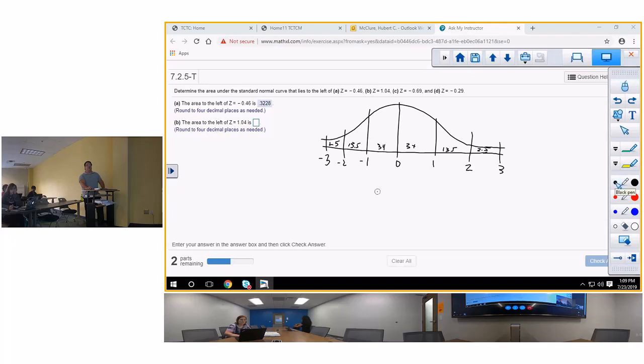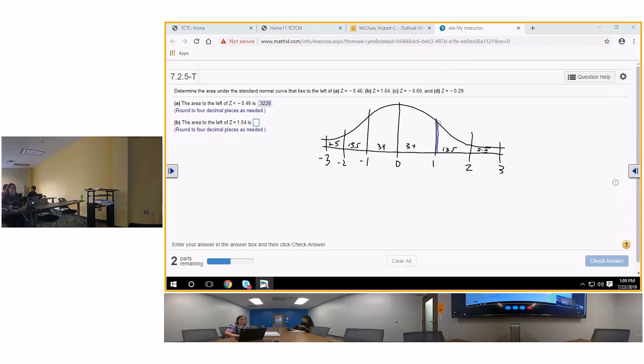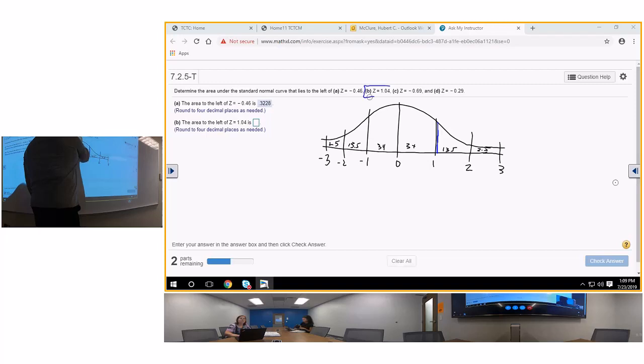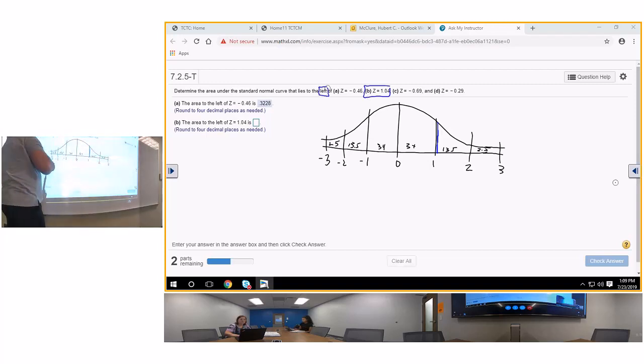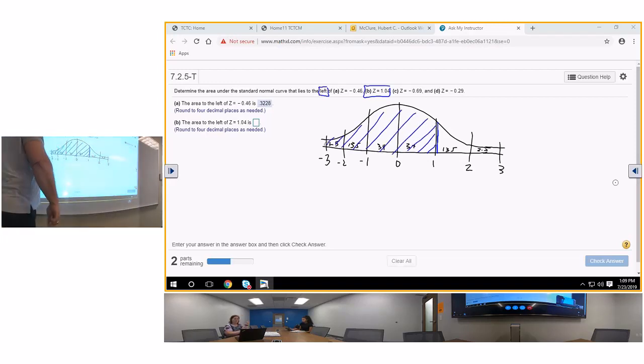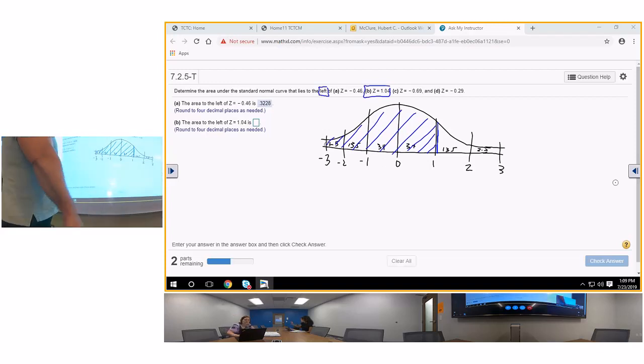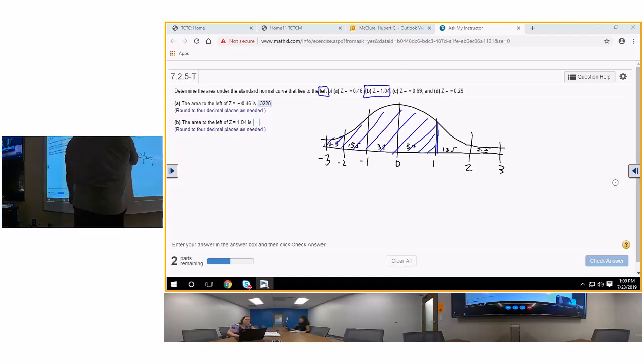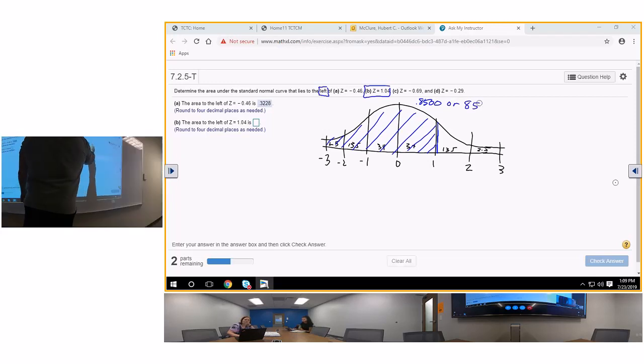All right, so where is 1.04? 1.04 is right there. And we want the area to the what? Left. So somebody add up 34 plus 16. 68 plus 16. Is that 84? I have no idea. So I'm going to say 85 or 85%. Why did I say 85 when I got 84? Because it's a little bit over the 1.